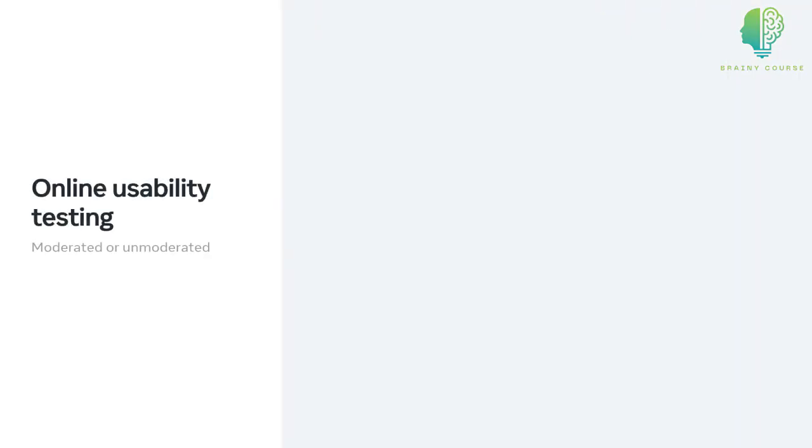Let's now cover other types of usability testing. Usability testing can be done online. Online testing is popular because in-person research usually requires more time and money. You can have moderated and unmoderated online usability testing.